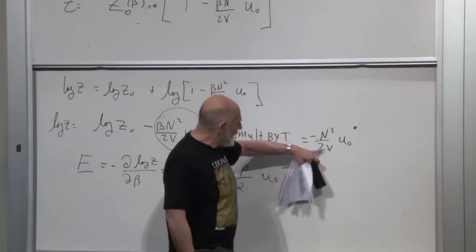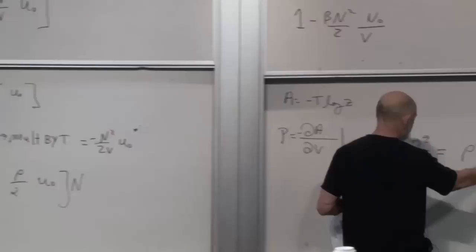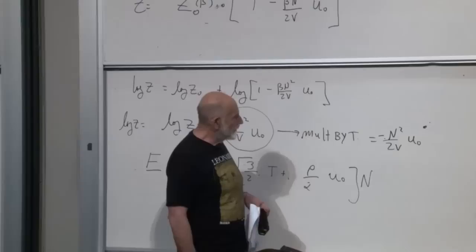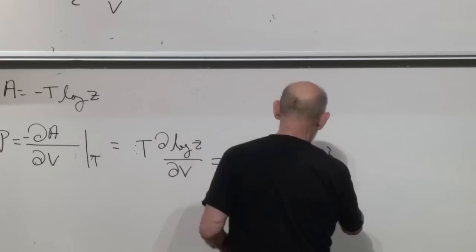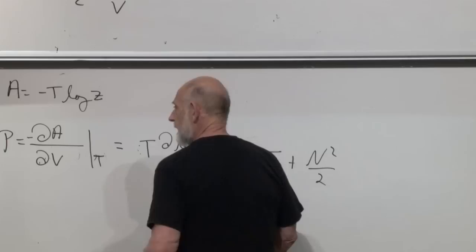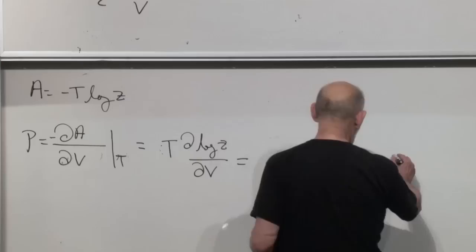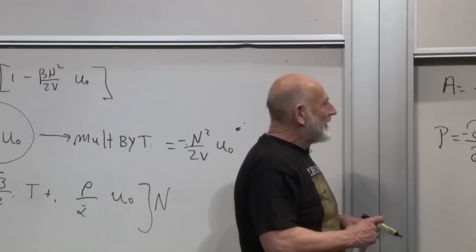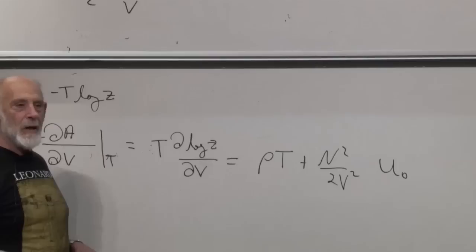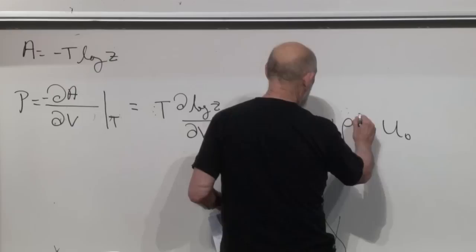But what happens when we differentiate this with respect to the volume? It's going to be a plus sign. We get volume squared in the denominator. So we're going to get N squared over 2 volume squared and U naught. Isn't it minus instead of plus? No, it is not. You go through it and you check it out. All right, what's N squared over V squared? Rho squared. One half rho squared times U naught.